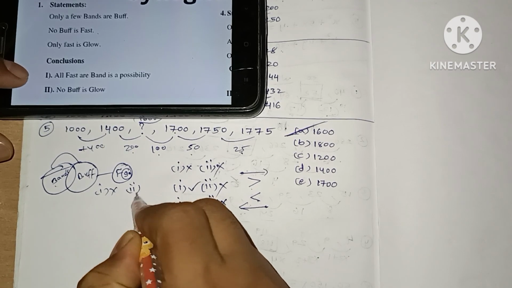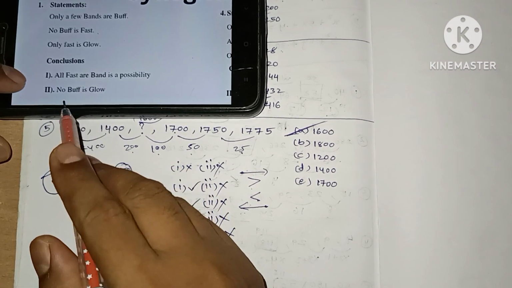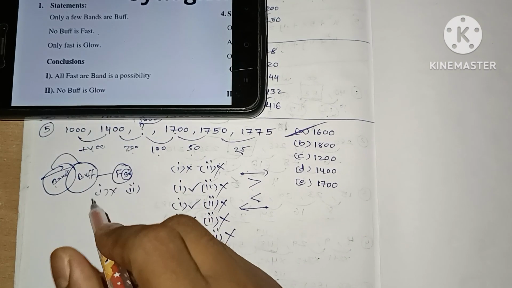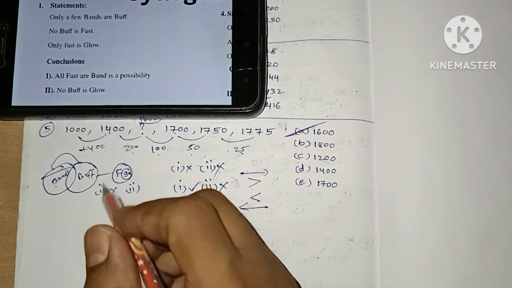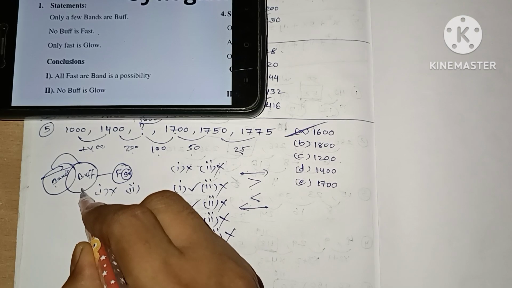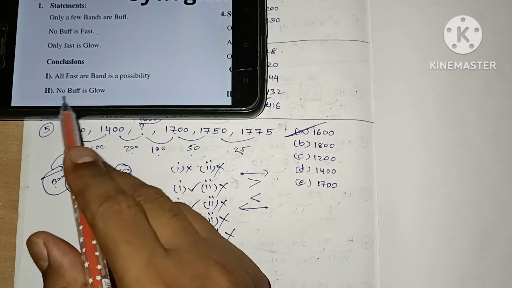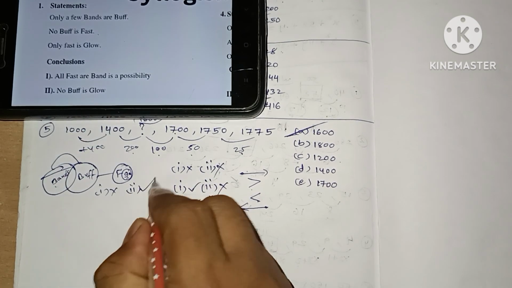Second conclusion, no buff is a glow. Means some buff can be glow. We check whether some buff can be glow. Some part of buff can share with the glow. It is not possible because glow doesn't share with anything. So some case fails. Some case fails means no case will be true.